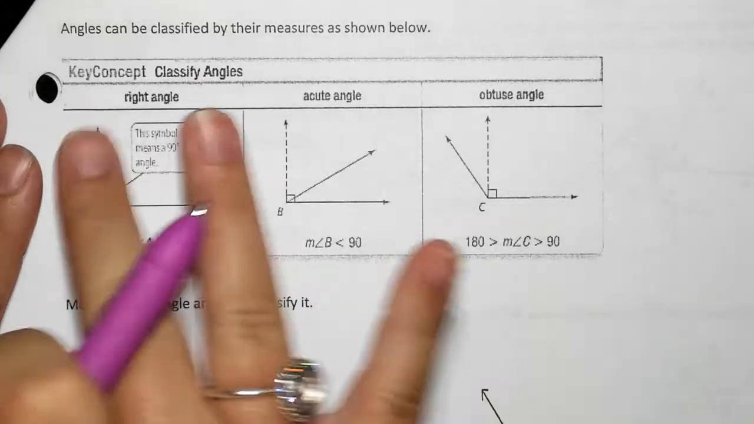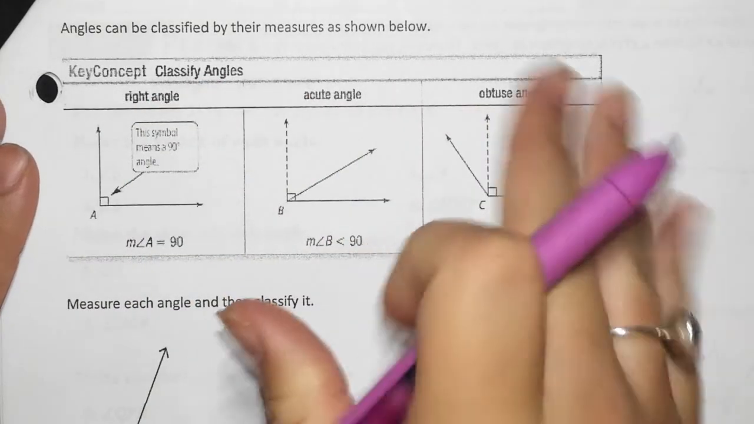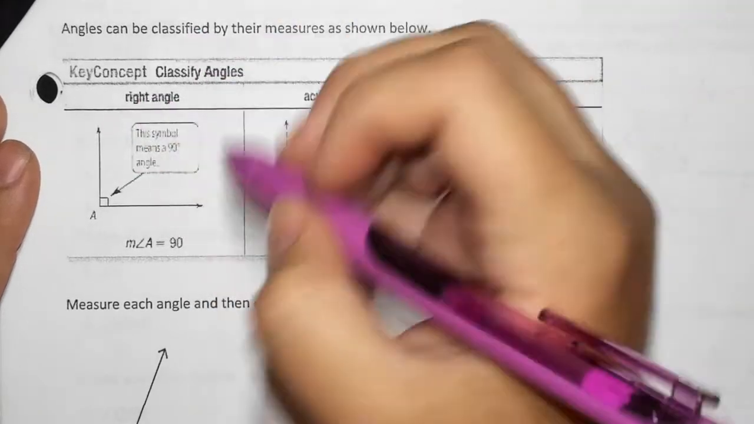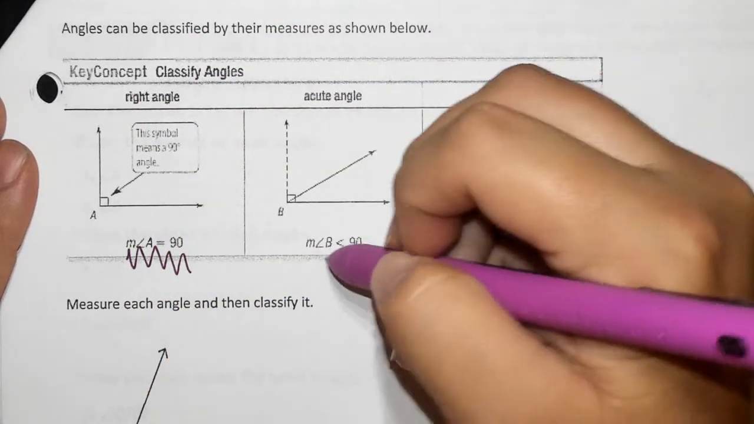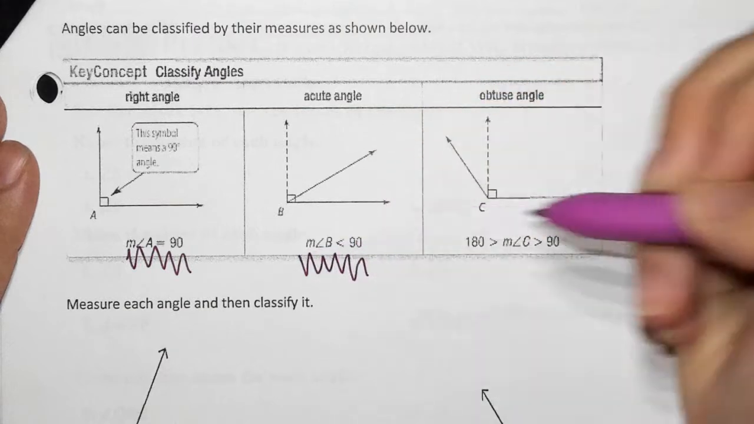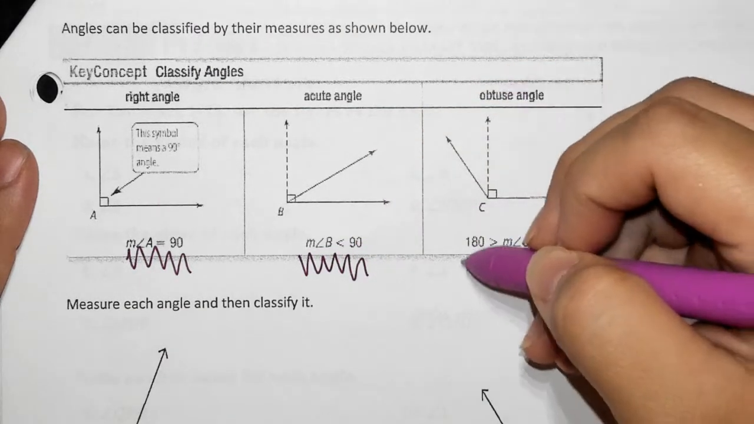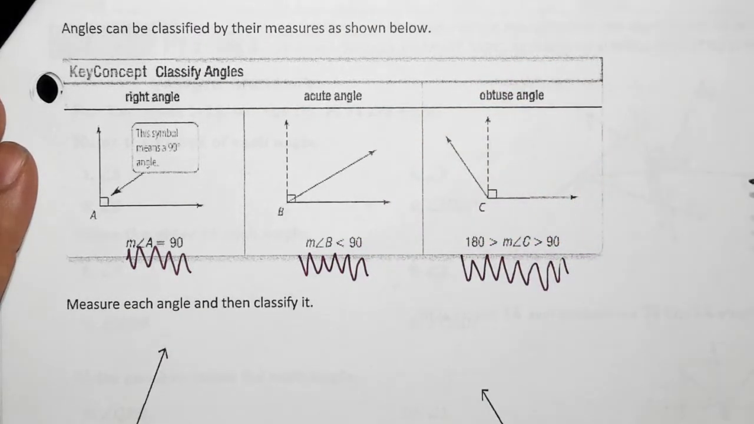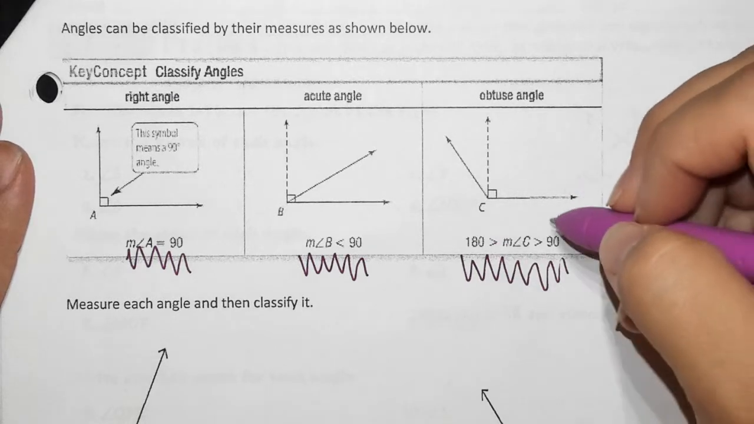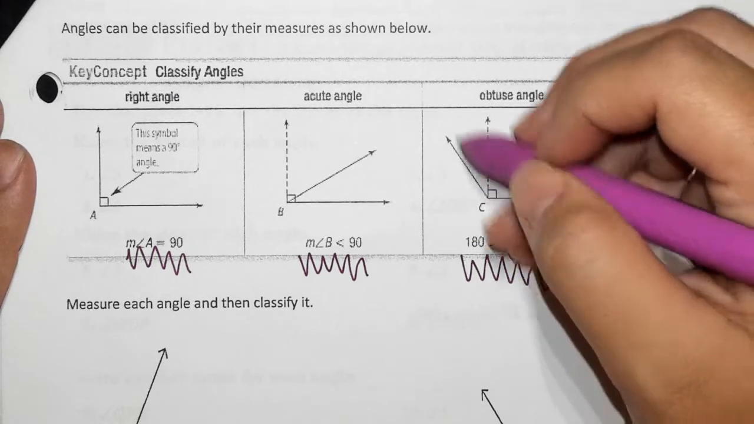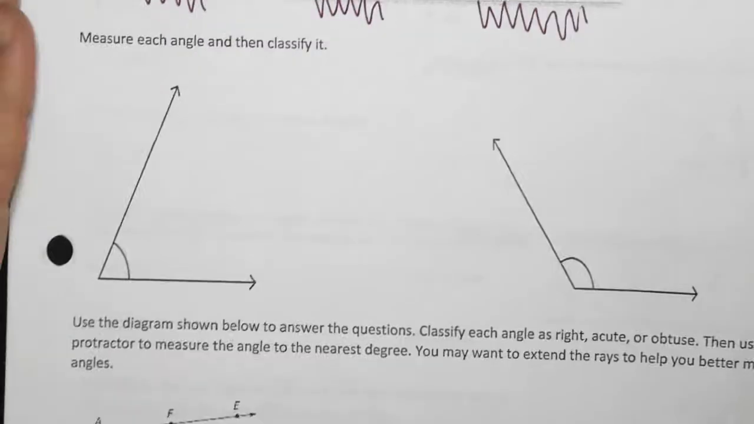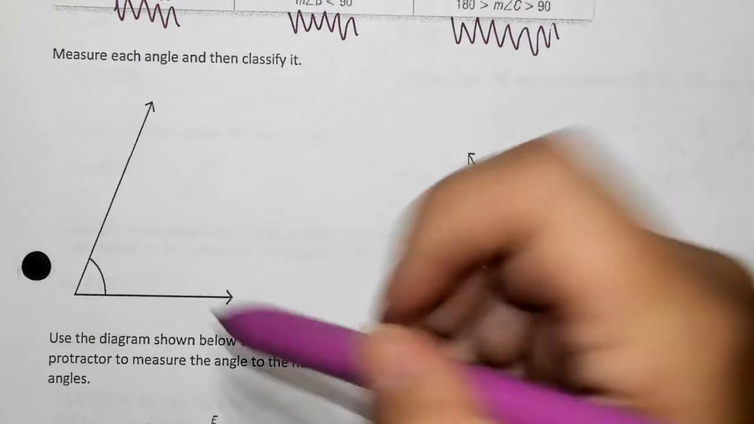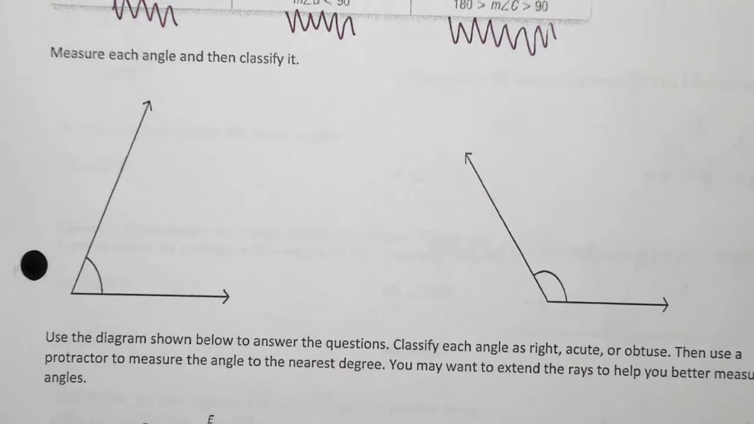Okay, let's practice. First of all, these 3 are on your quiz tomorrow. I think you've seen these before. A right angle is equal to 90. An acute angle is less than 90. And an obtuse angle is in between 90 and 180. So know those 3. Now our job is to measure and classify both of these angles.